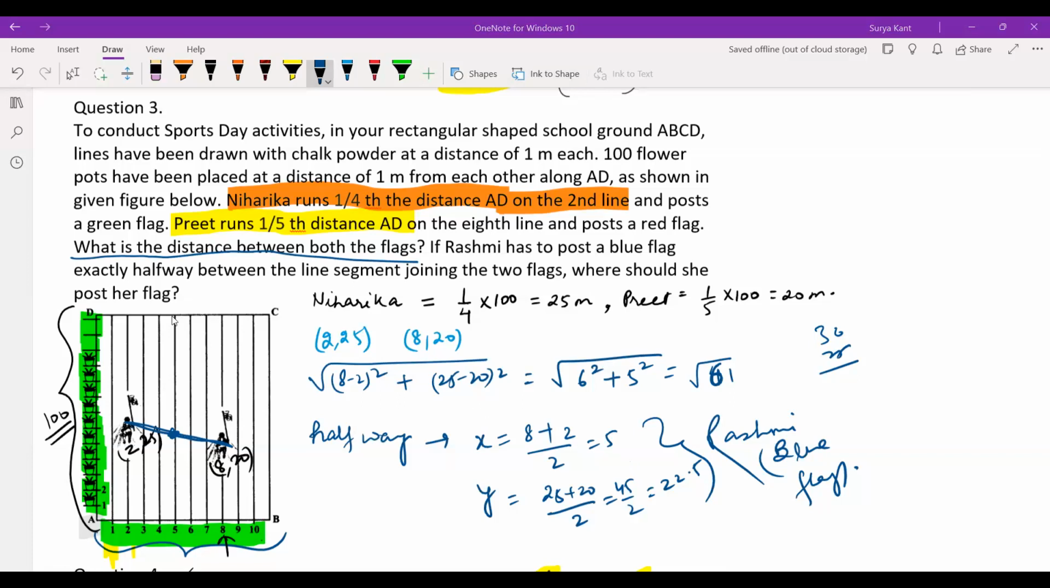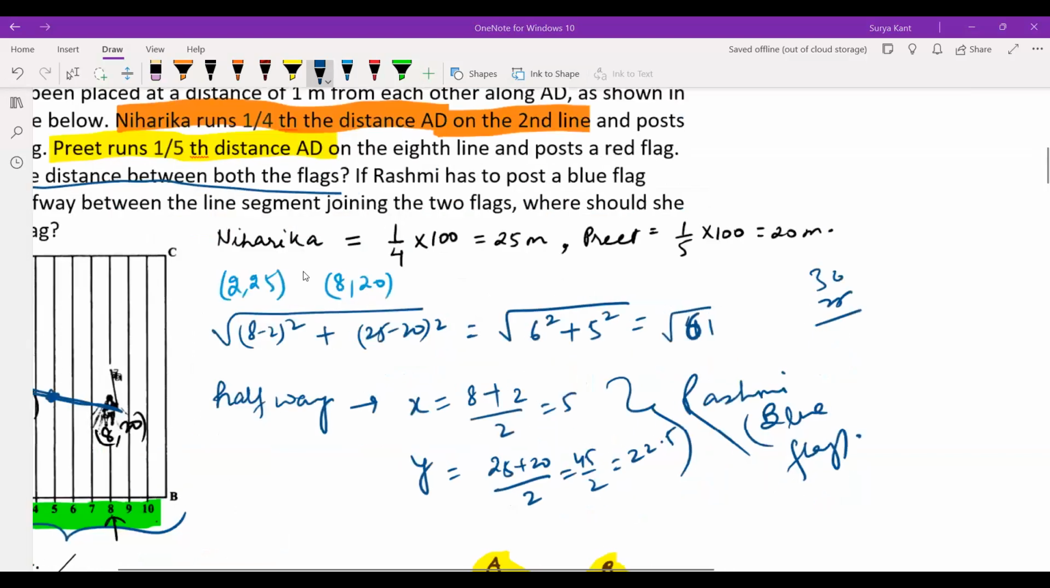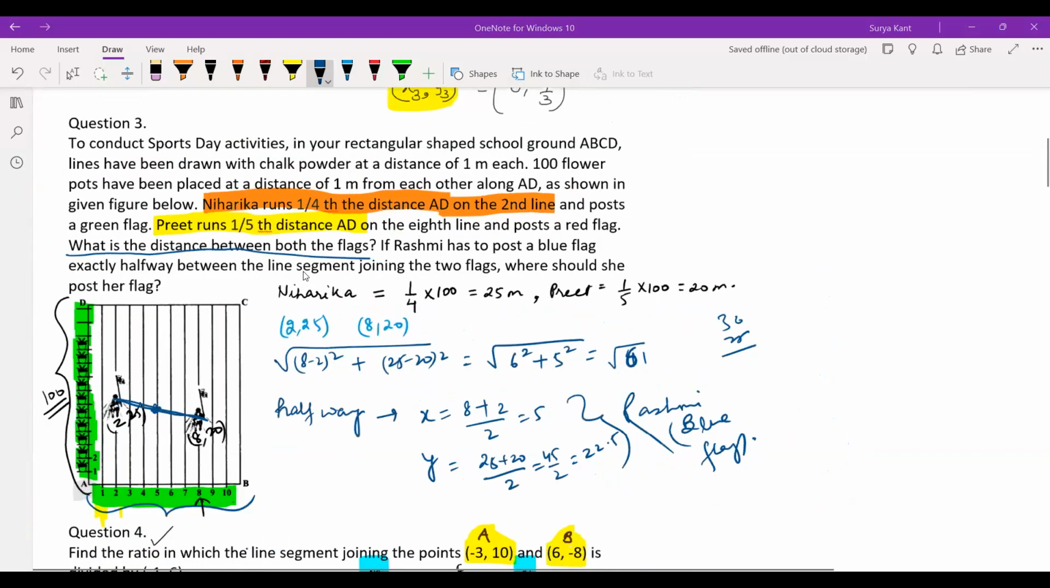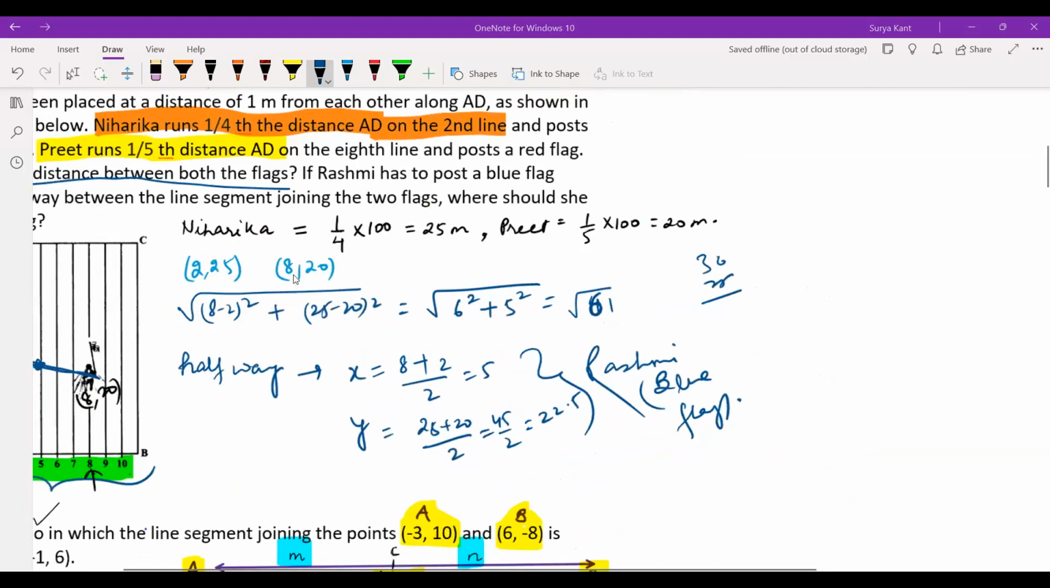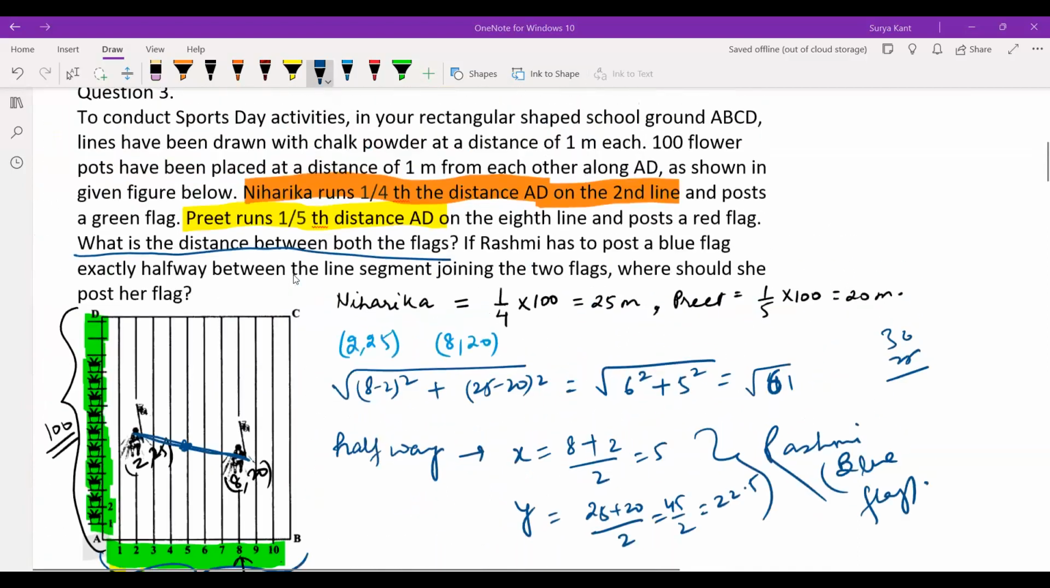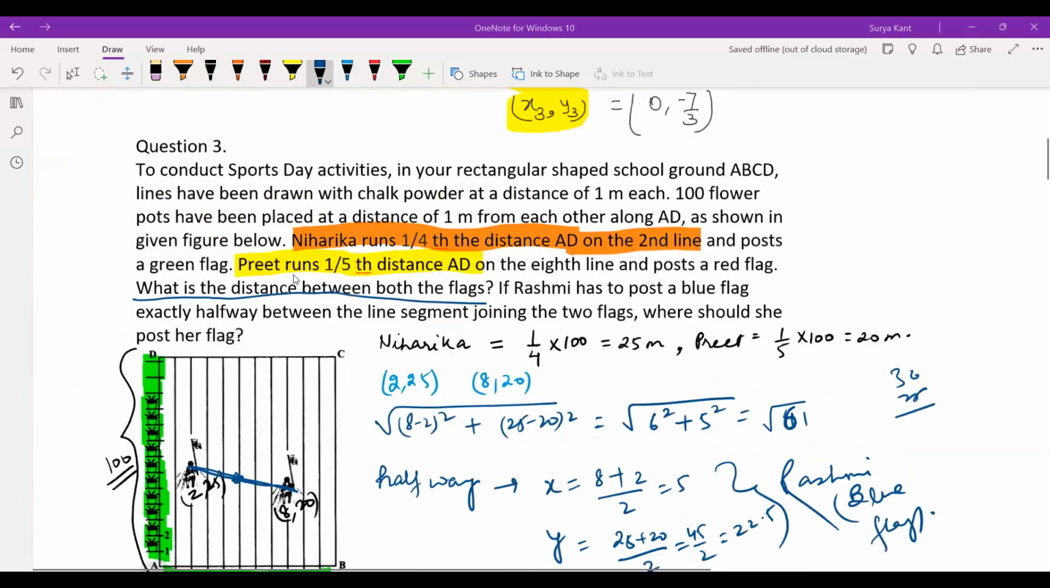Vihan, you understanding this? Vihan. You can't speak, your mic is not working, you're just typing in the chat box. Your mic is not working, Vihan.